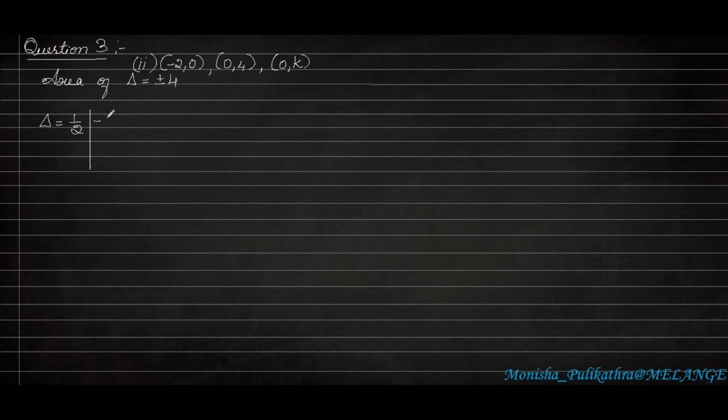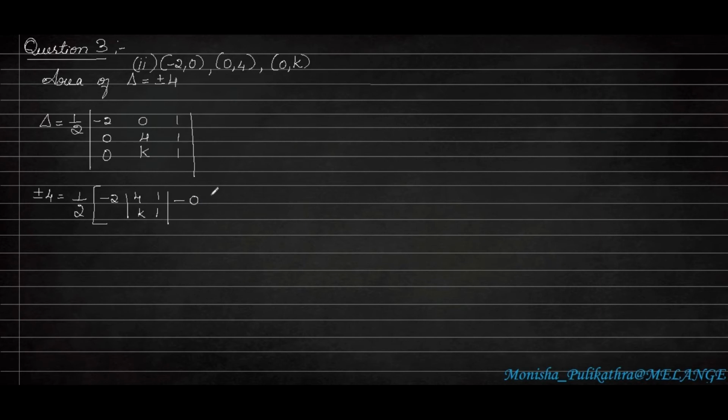So here the first vertex is minus 2, 0 and next is 0, 4 and next is 0, k. The last column should be filled with 1. Area of a triangle is plus or minus 4. In the usual way we have to find out the determinant. So first minus 2. When minus 2 is taken, this column and this row get cancelled. Remaining will be 4, 1, k, 1.